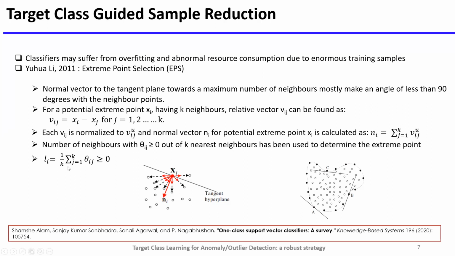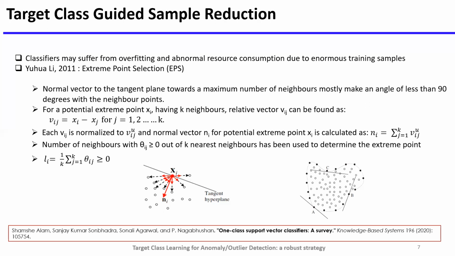And the number of neighbors with theta i greater than 0, surely if we compute the angle between any norm Vij and Ni, it will be making some angle greater than 0 with the k nearest neighbors. So this phenomenon helps us find the extreme point.